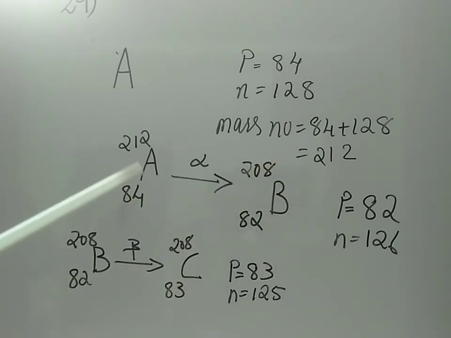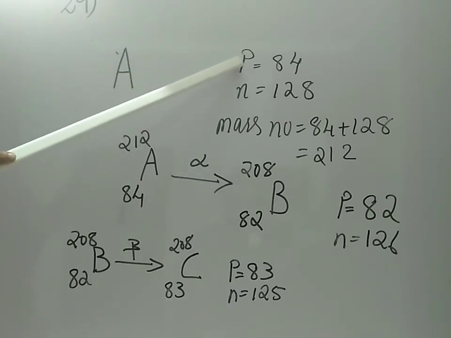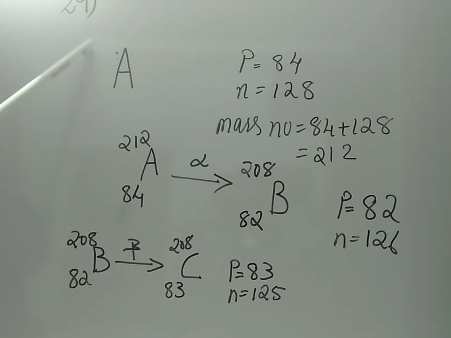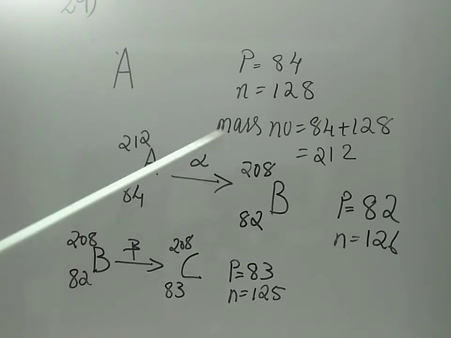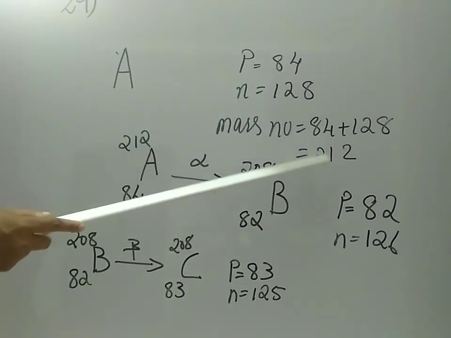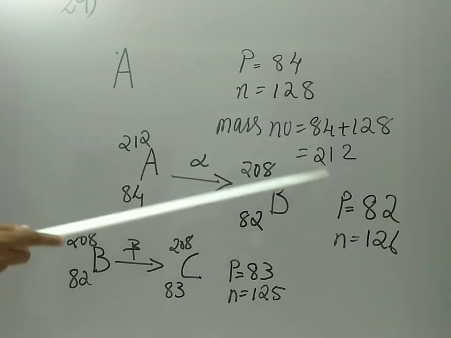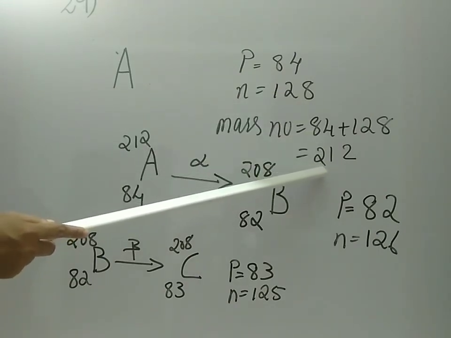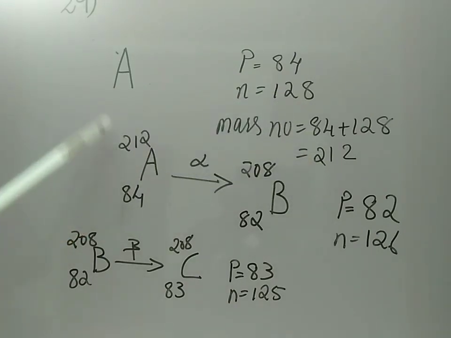We have to find the composition of B. Before that, we should know the composition of A. Only the numbers of protons and neutrons are given. So first, we have to find the mass number and atomic number. How will you calculate the mass number? The number of protons plus neutrons is known as the mass number. So just add 84 plus 128, you will get 212. So the mass number of A is 212.